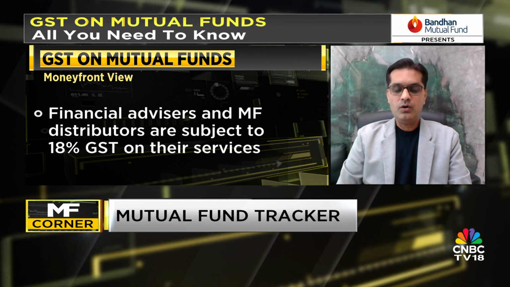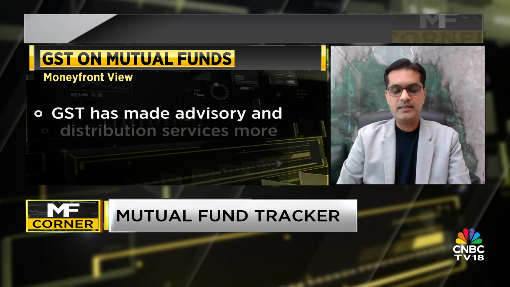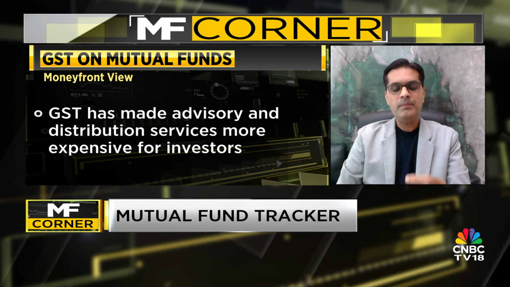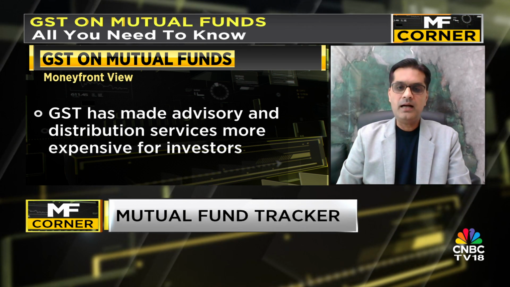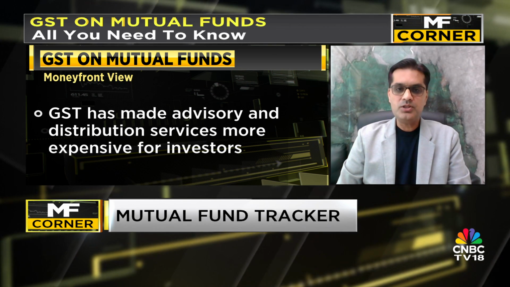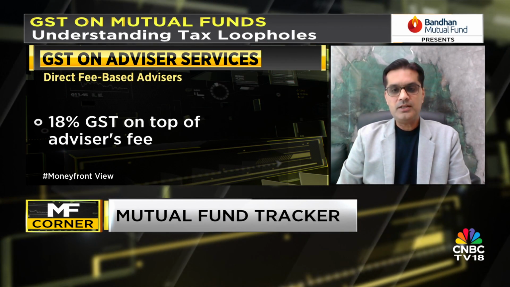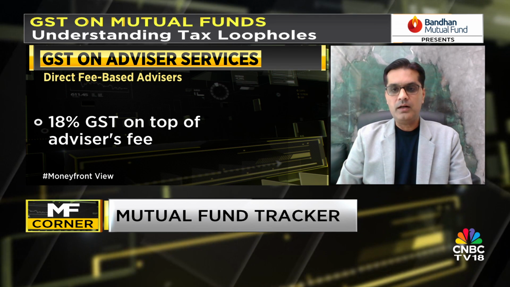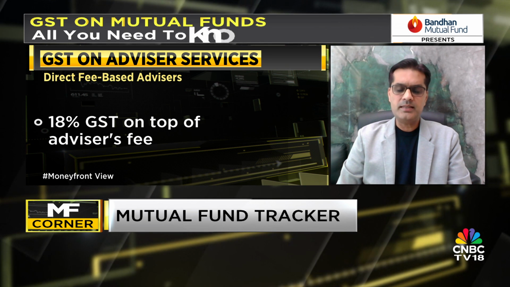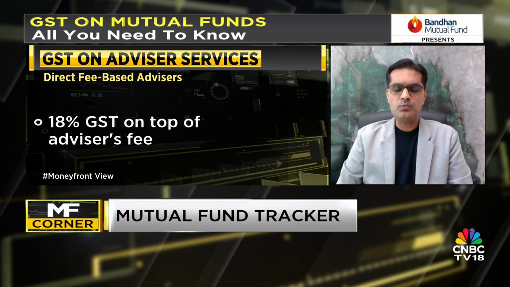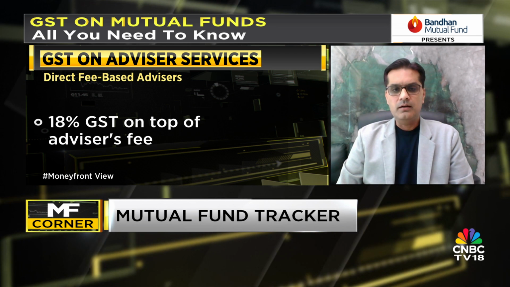So if an RIA or a fee-only advisor is charging, let's say, a 1% or 0.5% fee, then he or she will, over and above that, be required to charge 18% GST also. Similarly, if a distributor is receiving commission from a fund house for his activities, that commission will include 18% GST. So that will have to be paid. Most likely, the fund house will deduct it from the commission itself and pay it on behalf of the distributor if he's registered with GST.